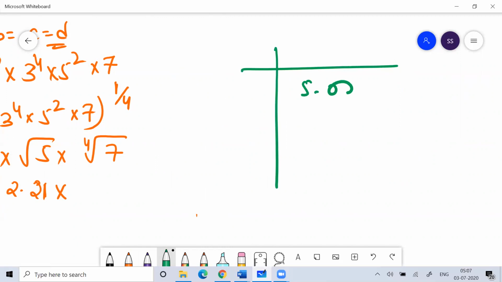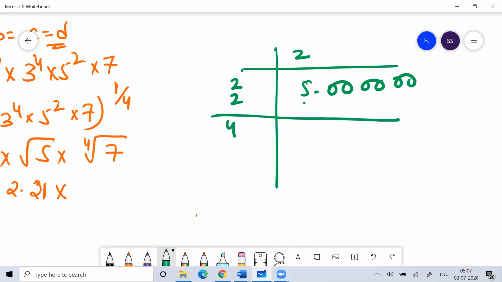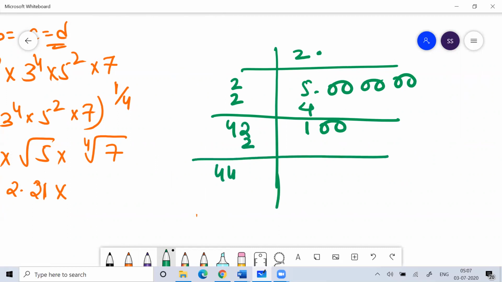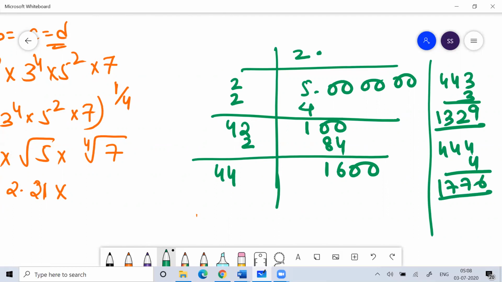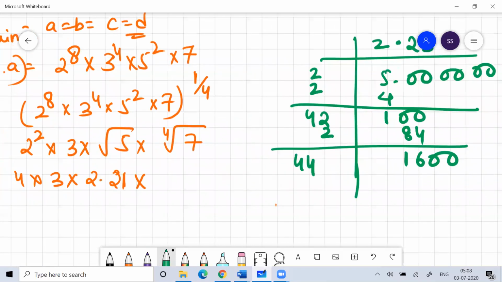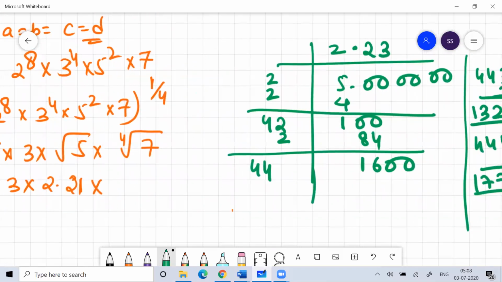I want the square root of 5. What is the square root of 5? 2 2s are 4. And this is 2 2s are 4. This is 100. So then 42 2s are 44. This is 84. This is 1600. Okay. Then 44 3s are 9, 12, 1329. Okay. Then 4444 are 17, 1776. So this is 2.23. Okay, this is what I was trying. This would be 2.23. So you can do that.